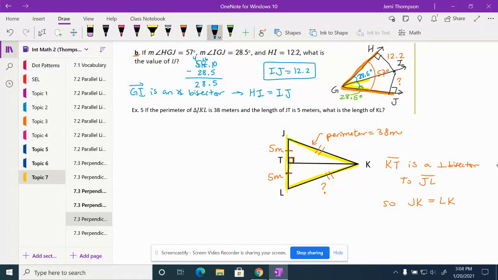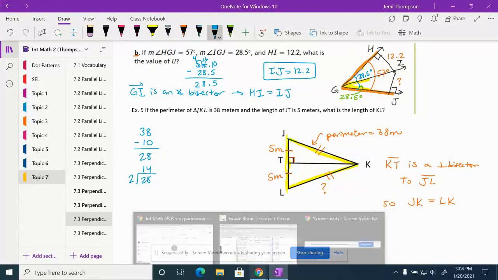The first thing I can do is, perimeter means that all of the outsides are added together. I can do this a little bit in my head by working backwards. So I have 38 total. I know that this left-hand side is 10. And if JK and KL are the same, then I can divide by 2 and get 14.